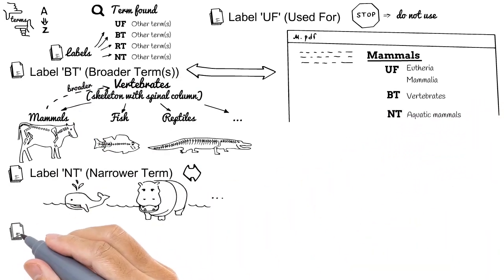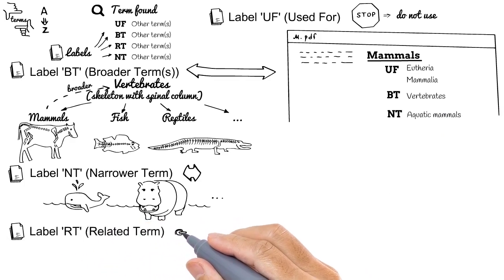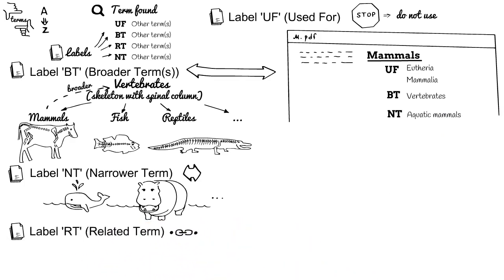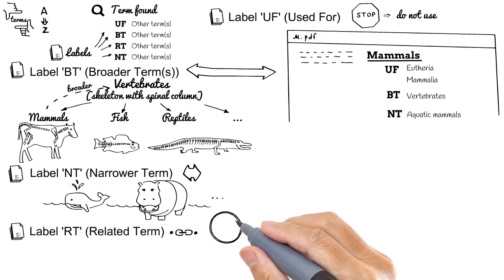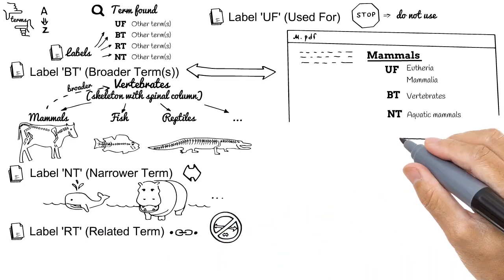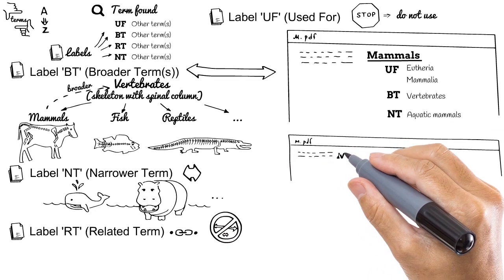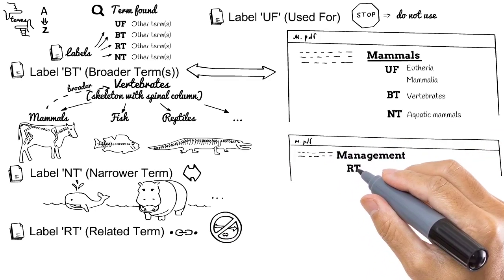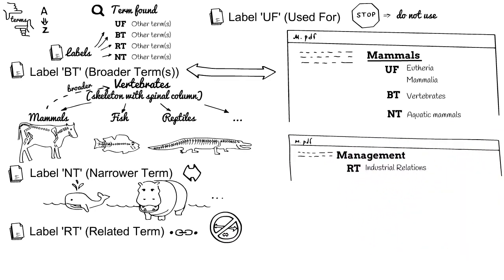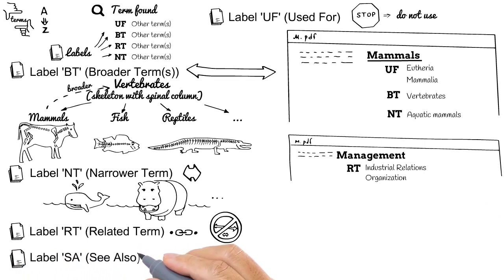RT means related term. This label is used to link two subject headings which are neither narrower nor broader to each other. For example, term management has a related phrase industrial relations and another related term organization. This way, terms are not hierarchically related, but link between terms can be made to show alternative headings that might be of your interest. Sometimes label SA will appear, meaning see also.